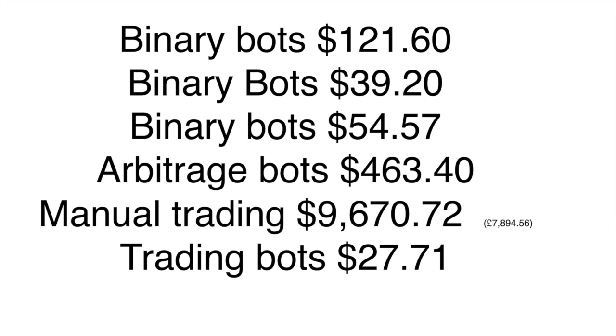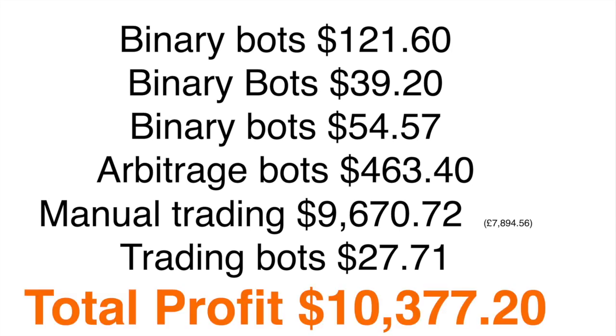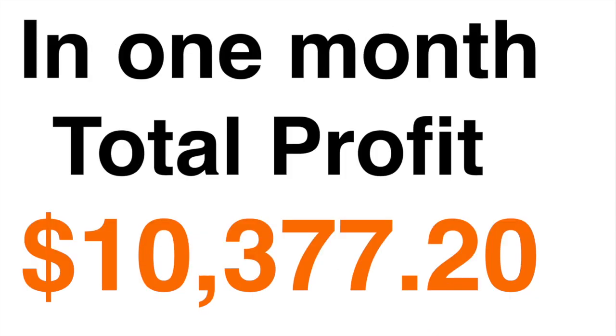Okay, so coming from the top, binary options bot, profit at 121.60, 39.20, another binary bot 54.57, my arbitrage trading robots 463.40. The manual trading that I've done is 9,670.72. Trading robot 27.71 gives me a grand total for the month of $10,377.20.